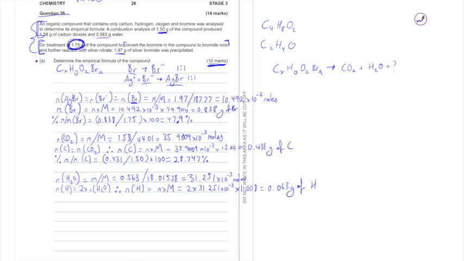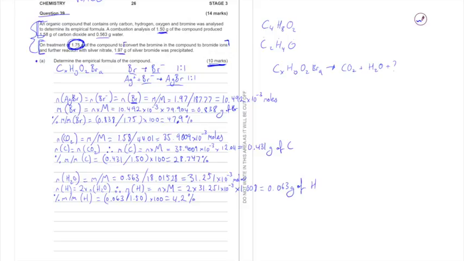Now again, I'm going to turn this into percentage by mass. So percentage mass to mass of just hydrogen equals 0.063 divided by 1.5 times 100, and that gives me 4.2%. Awesome. So I've worked out my hydrogen, I've worked out my carbon, I've worked out my bromine.